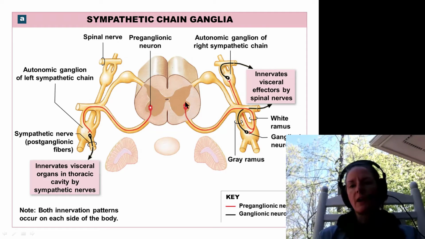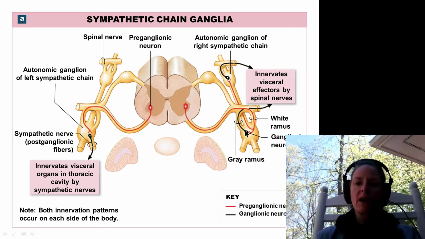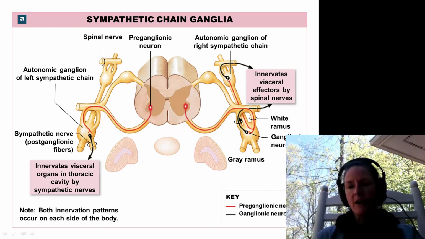On the other hand, instead of going via the sympathetic nerves, these postganglionic fibers could instead travel through the gray ramus communicans to be distributed with nerves via the spinal nerves, and these will be innervating things in the body wall and so forth. So once again, we have our preganglionic neuron sending its axon via the ventral root through the white ramus communicans, where it will synapse on a ganglionic neuron. And in this case, that postganglionic fiber is going to go through the gray ramus communicans to join the spinal nerve. And note once again our divergence here.